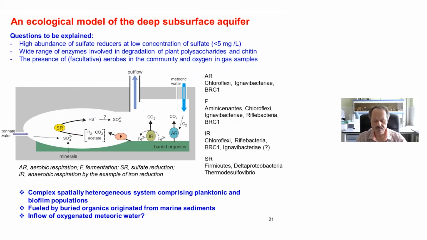It's quite different from deep oligotrophic subsurface environments that harbored only chemolithoautotrophs. There are several observations which need to be explained in the model. The first is high abundance of sulfate reducers at low concentration of sulfate. The second is a wide range of enzymes involved in degradation of plant polysaccharides. And the third is the presence of aerobes in the community.